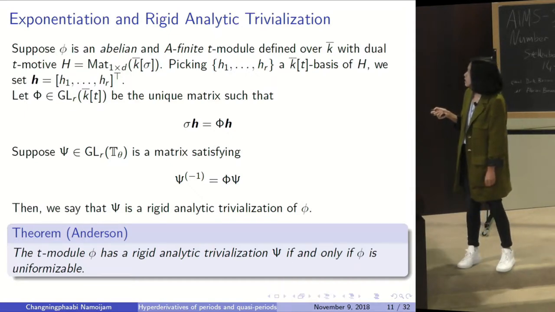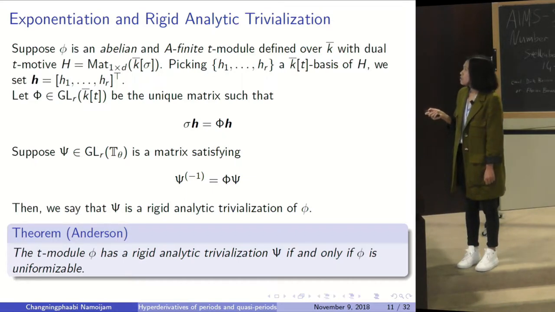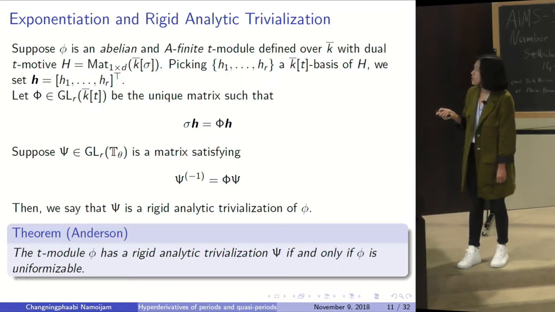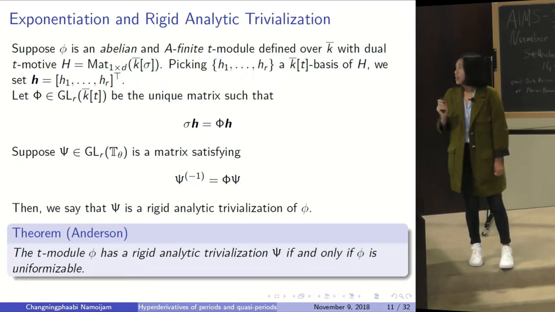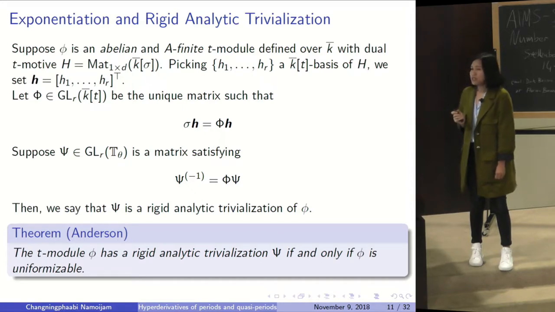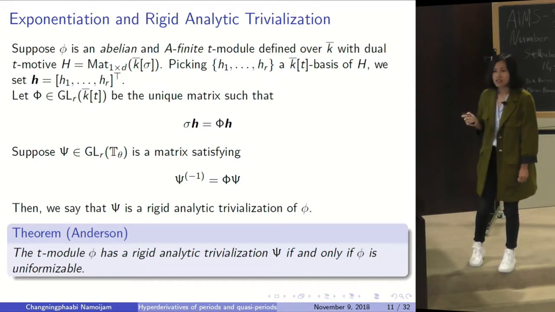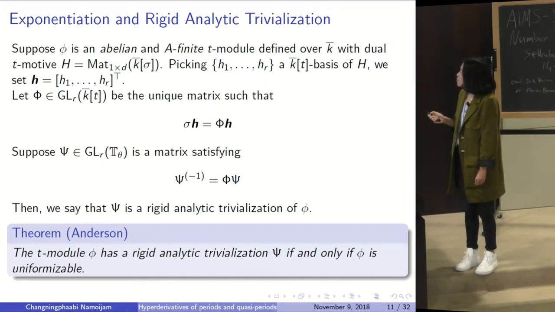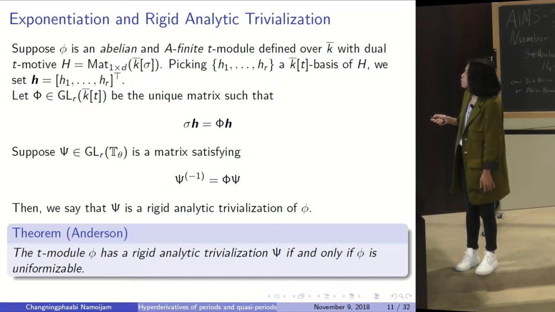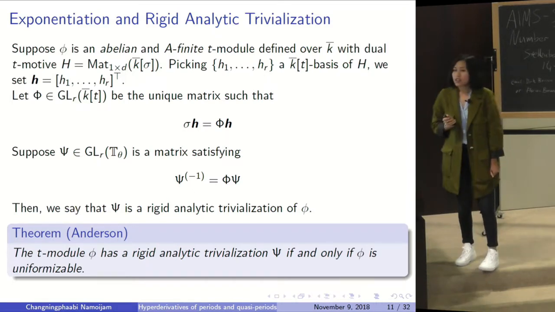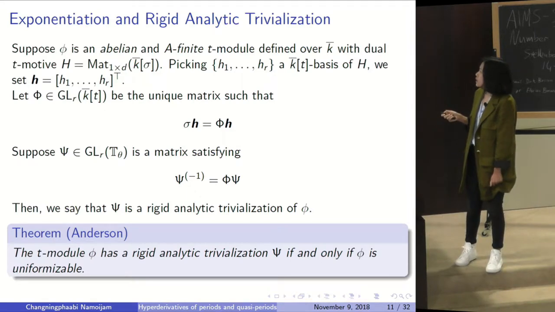So I said that when my corresponding t-motive M of phi is abelian, then we say phi is abelian. Similarly, when my dual t-motive is free and finitely generated over k[t], then we say that phi is a-finite. In our case, we take the dual t-motive to be row vectors of polynomials in k[sigma].